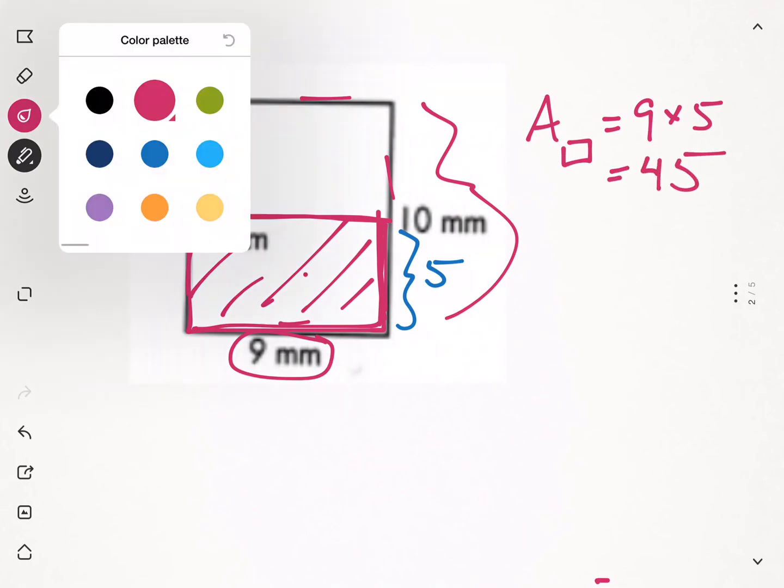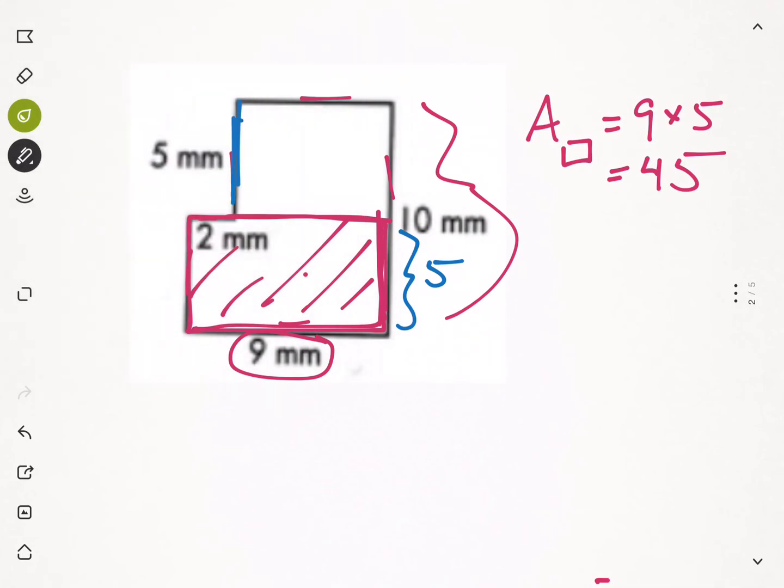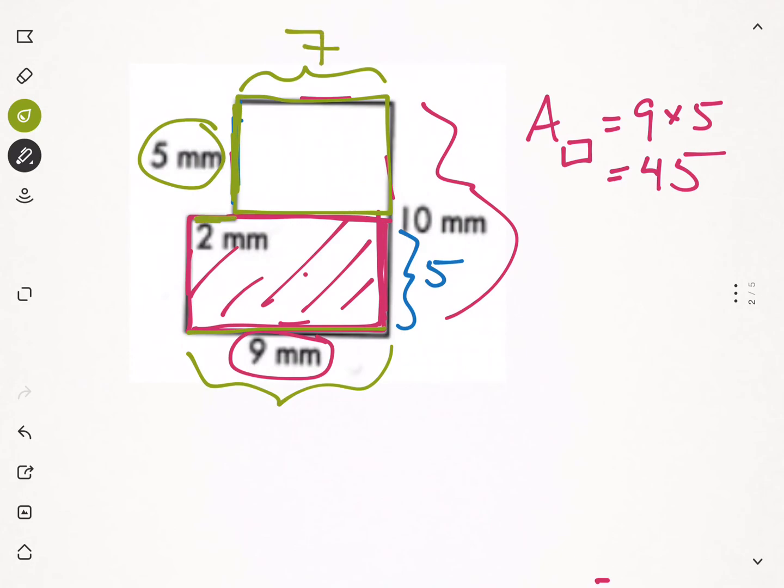Okay, I'm going to switch colors. Now let's look at this green rectangle. We know that one side is 5, but we don't know this side. We know down here that going all the way across is 9. We know that this little piece is 2. 9 minus 2 is 7. So the area of the green rectangle is going to be 5 times 7, which is 35.